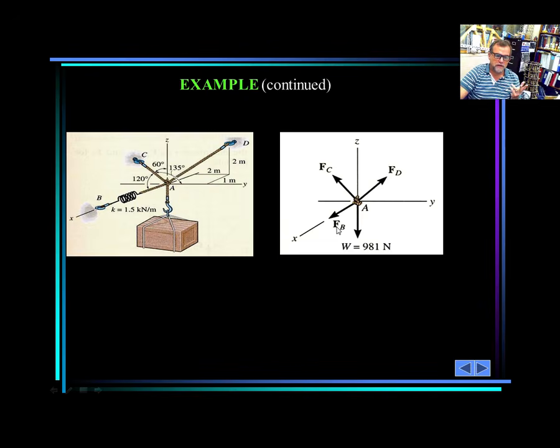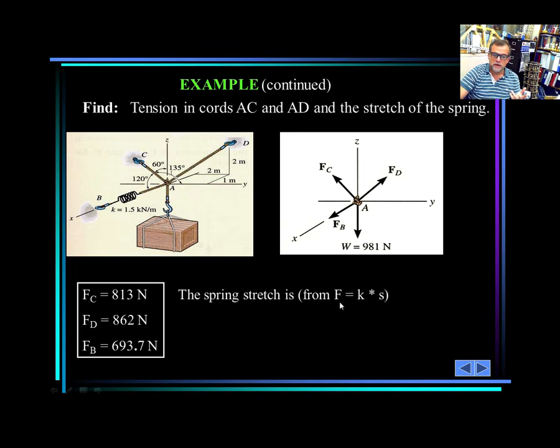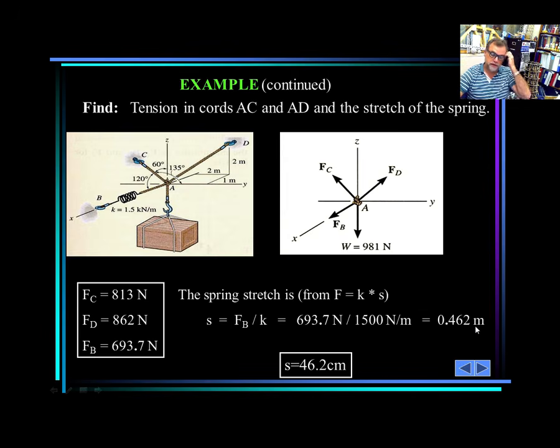I know the value for FB, I know the spring constant, and I know the equation that relates both of them. F equals Ks. From here, I can solve for the stretching, and once I solve for the stretching, I put my value for the force B, the constant of the spring. Careful with the units, kilonewton, newton, and I get my stretching in meters or in centimeters if you want.